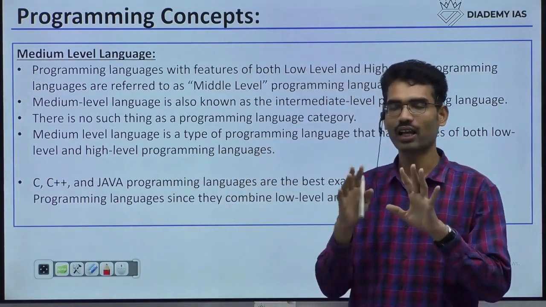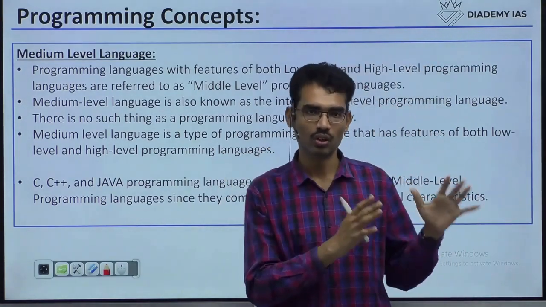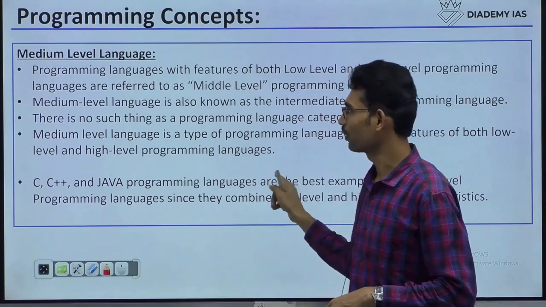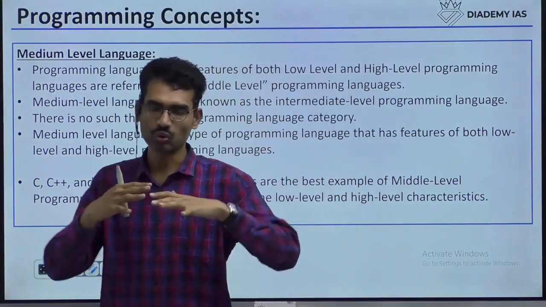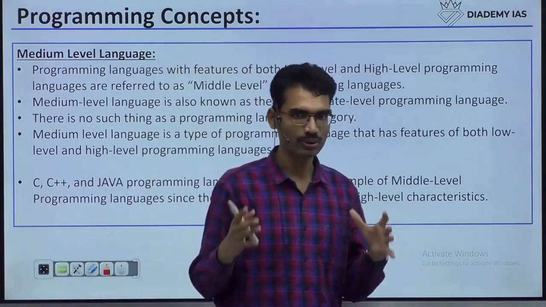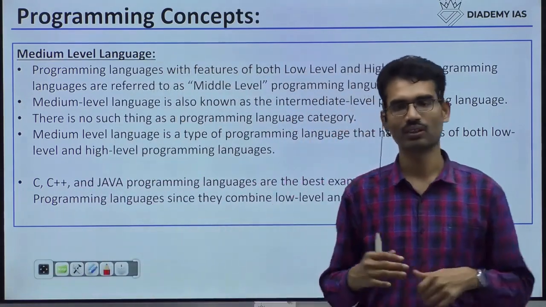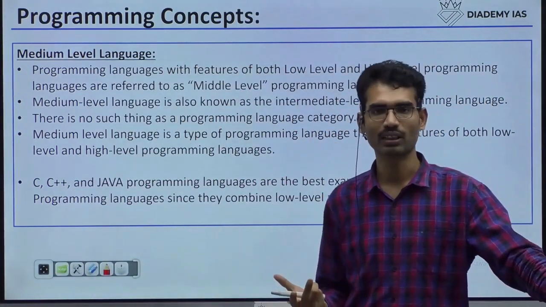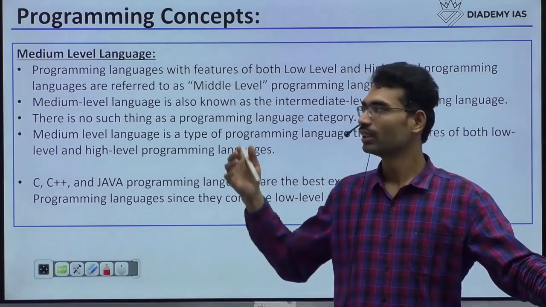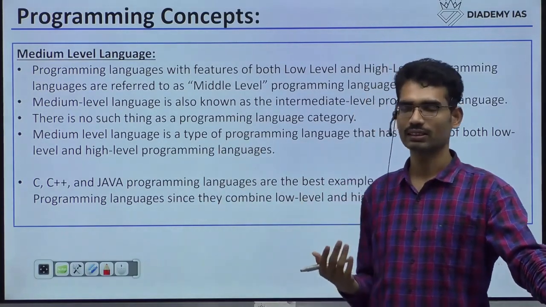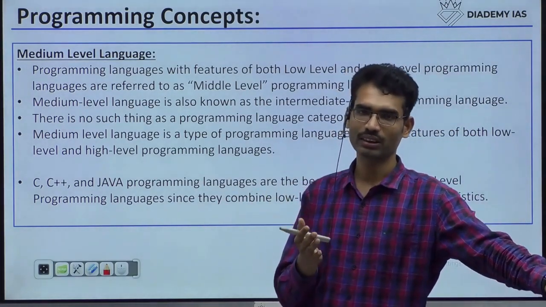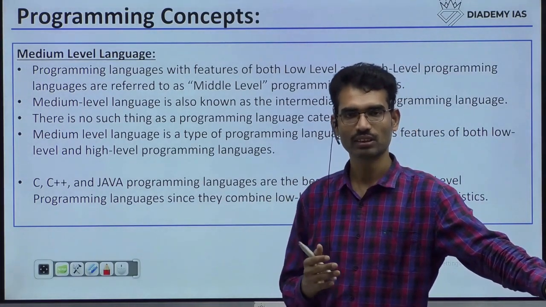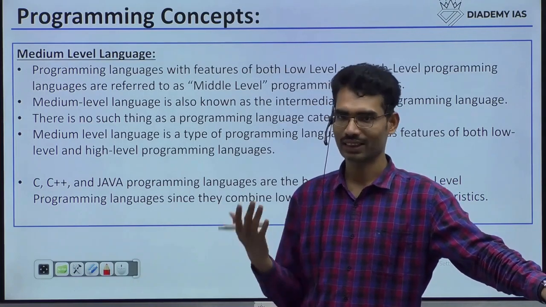But broadly, you can have two categories, low level language and high level language. So these are the two broad categories of computer languages. One is directly understood by the computers. The second one, we human beings only can understand. Machines will not understand them. They have to be converted into the machine language. They are called language translators.